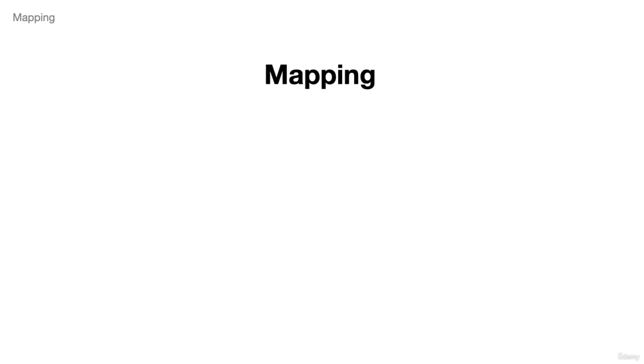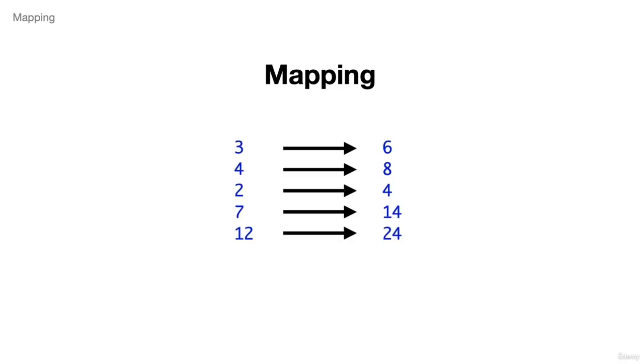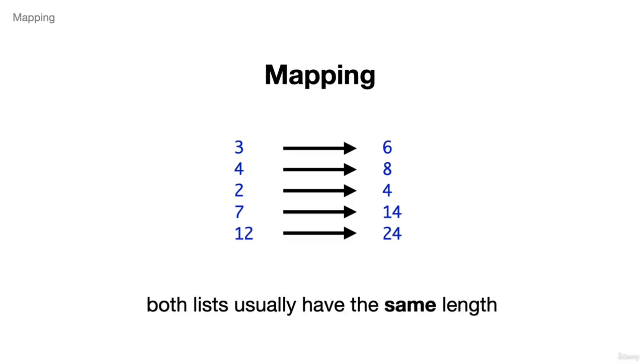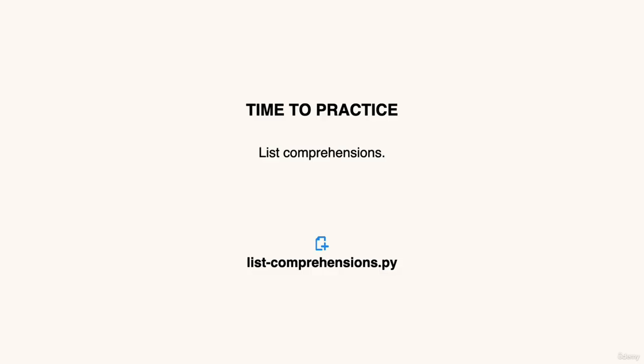The process you just saw is called mapping. Elements of one list are processed and returned in a new list. After this operation, both lists usually have the same length. Mapping is a very common thing to do in any programming language, and with comprehensions, Python can do it very elegantly. So let's practice your first comprehensions.